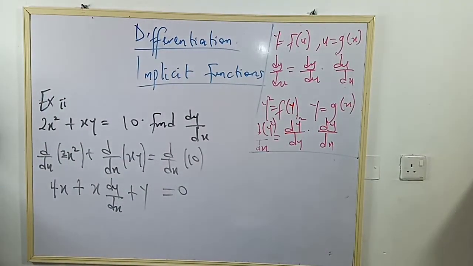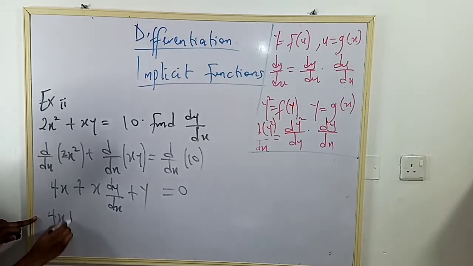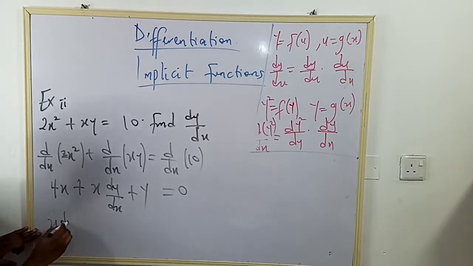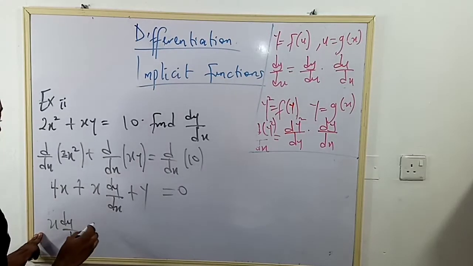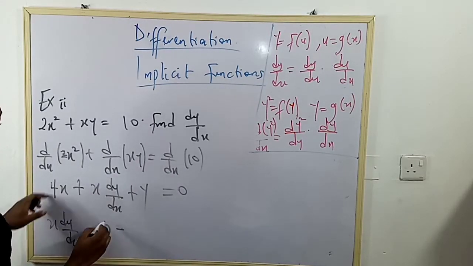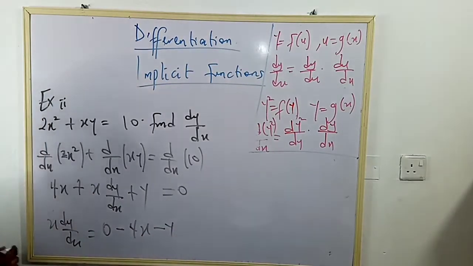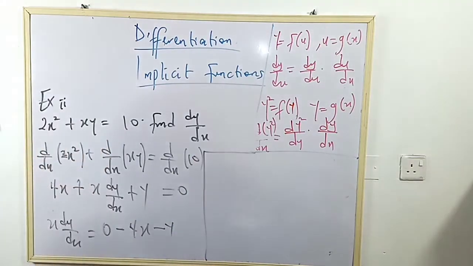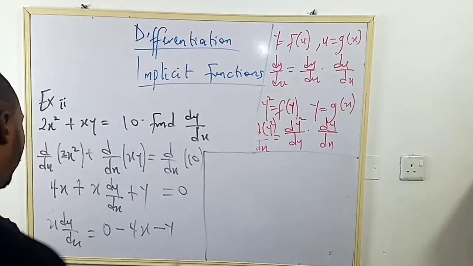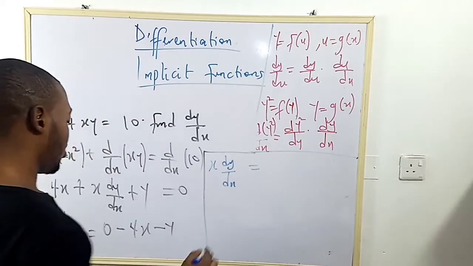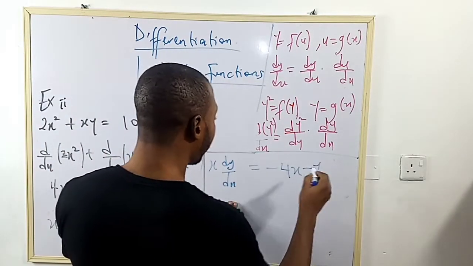So then from what you have here now, we have 4x plus x dy/dx plus y equals 0. So from here, we'll make dy/dx the subject of the formula. That means x dy/dx will be equal to 0 minus 4x minus y. So x dy/dx will be equal to minus 4x minus y.